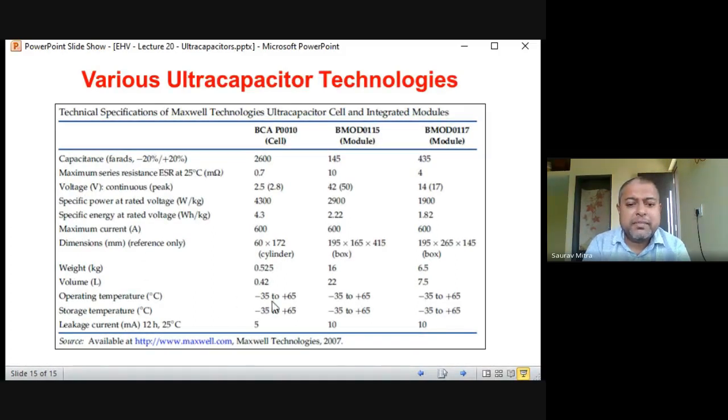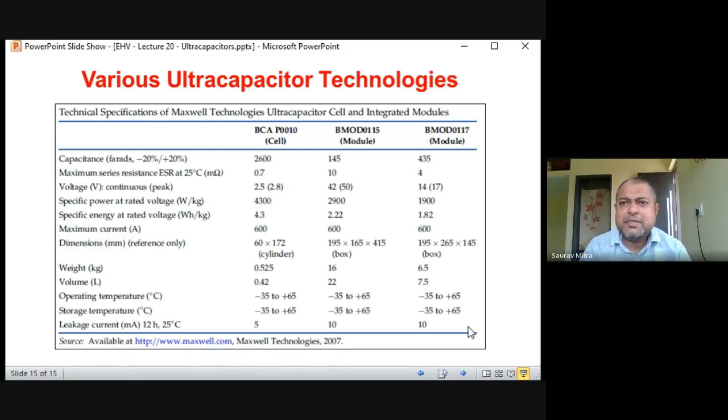Operating temperature you can find is minus 35 to 65 degrees centigrade. Leakage current, all these things: 5 milliampere, 10 milliampere, 10 milliampere. You don't have to remember this, but what I request you to do is at least see this table and understand the range of the specifications. That means how much is the leakage current? Does it go in milliampere? We don't know. Whatever the leakage current, the Rs value, and the temperature range, the nominal values you should know. That's why you should see this table and comparison of ultracapacitors.